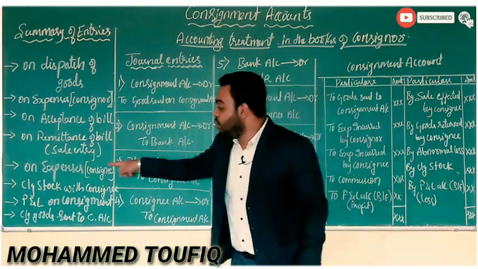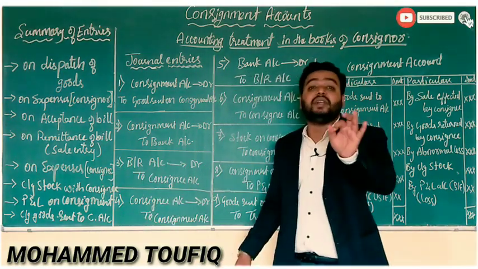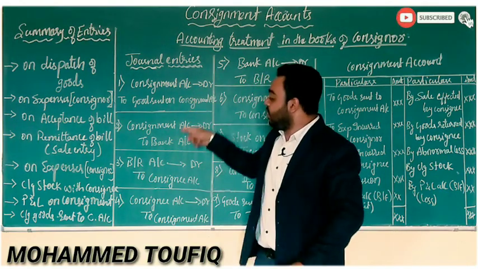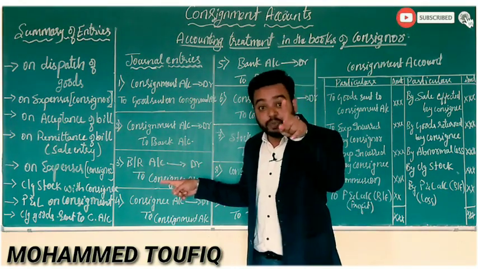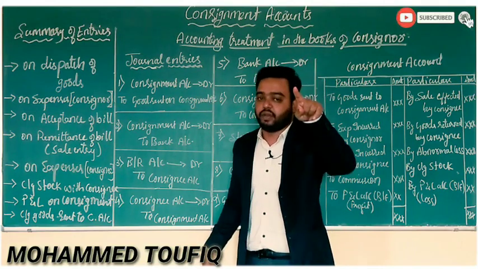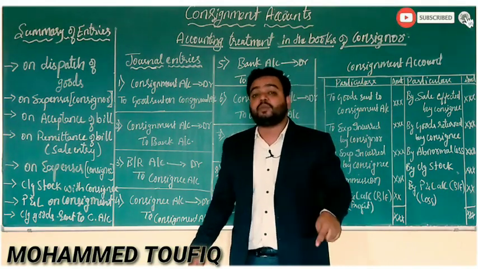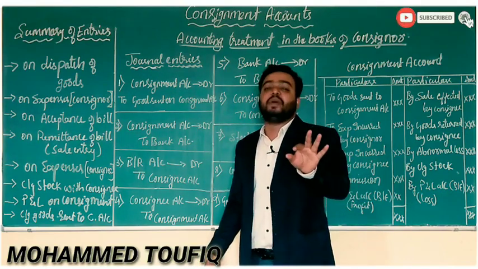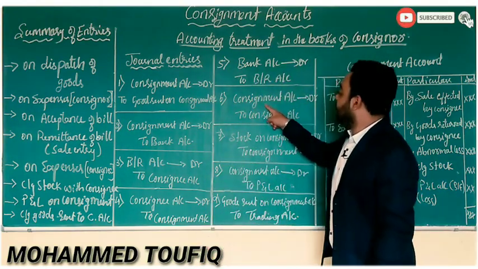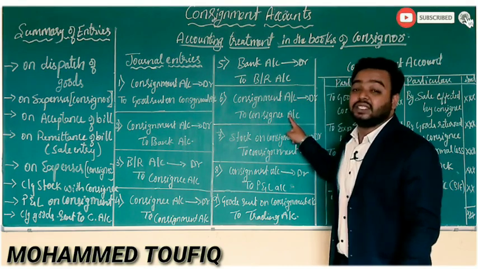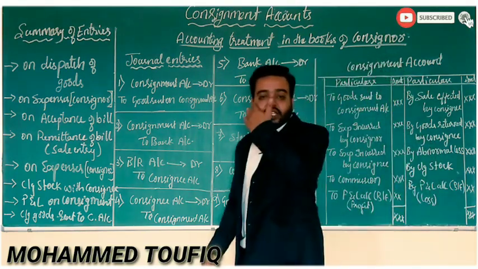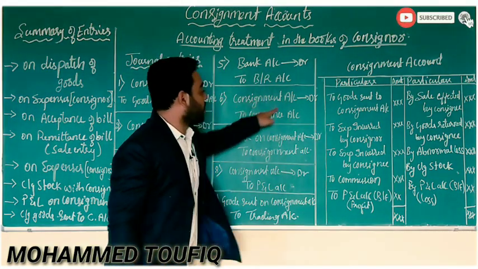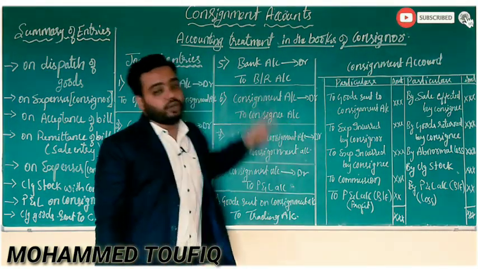After this sale entry, you have to prepare an entry on expenses paid by the consignee. See, the second general entry is consignment account debit to bank account. This is the expenses paid by the consignor. If other expenses are paid by the consignee, that entry will be consignment account debit to consignee account.